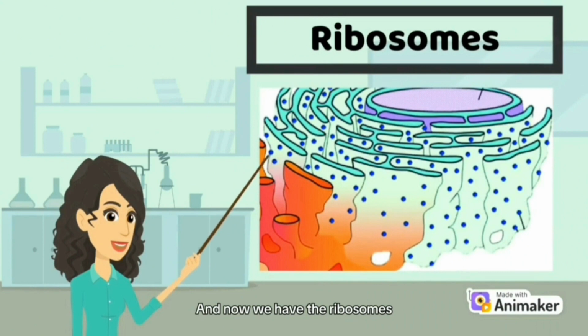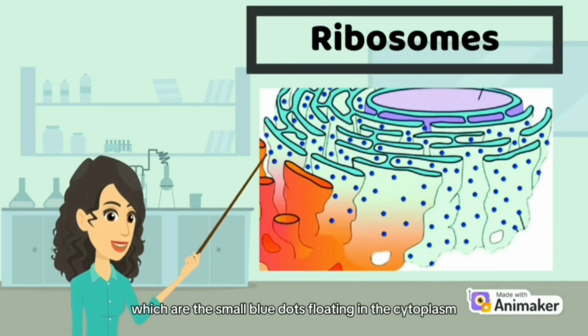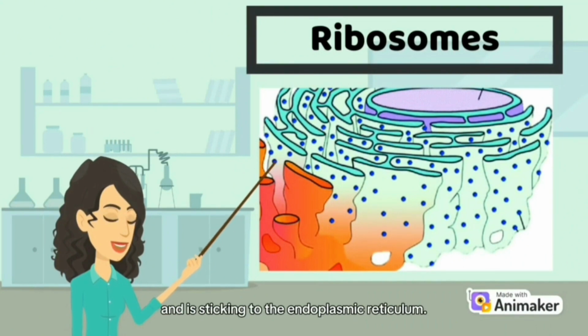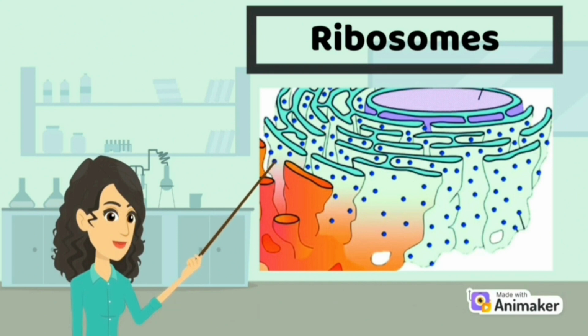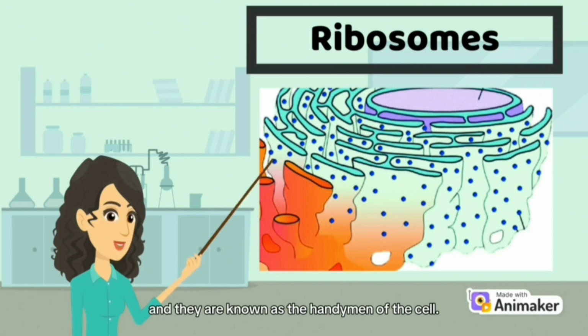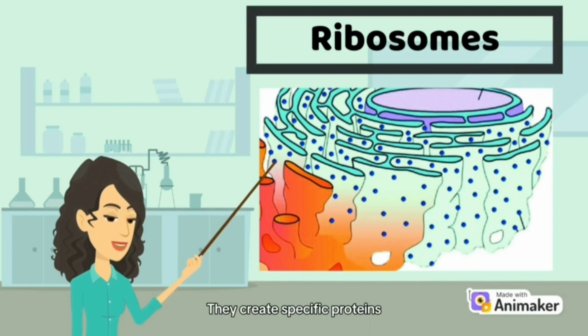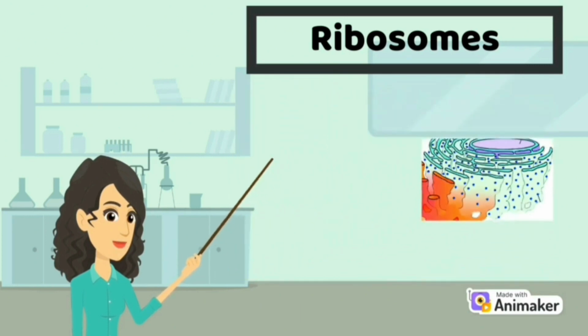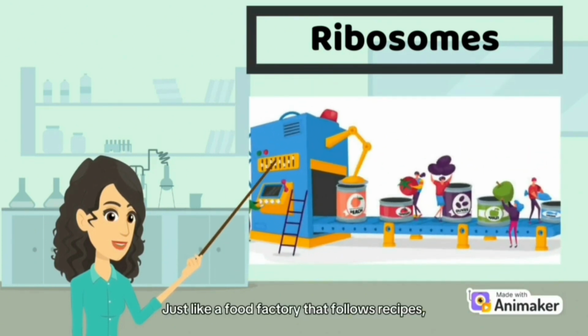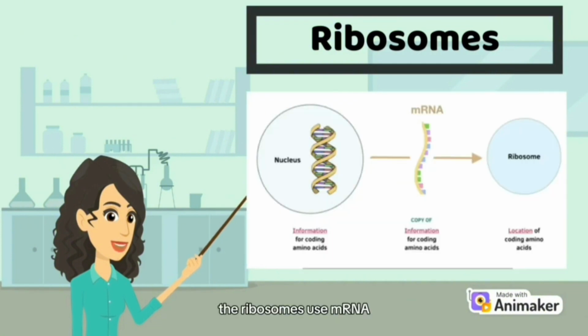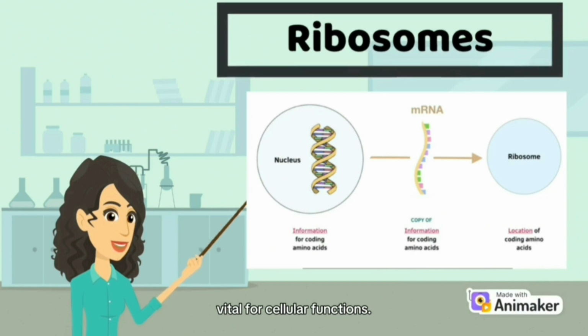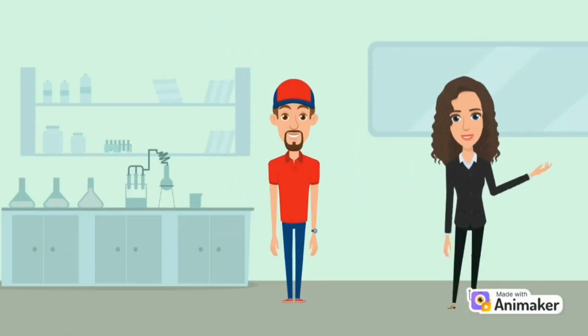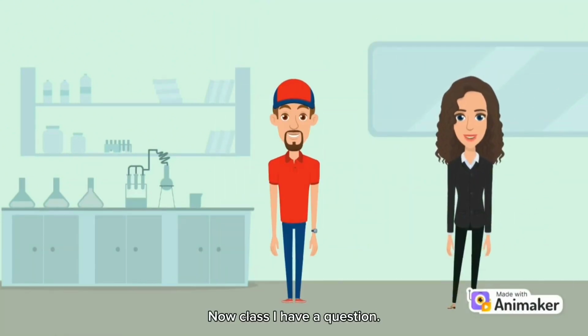And now we have the ribosomes, which are the small blue dots floating in the cytoplasm and sticking to the endoplasmic reticulum. Each cell has ribosomes and they are known as the handyman of the cell. They create specific proteins that are essential for repairing other parts of the cell. So just like the food factory that follows recipes, the ribosomes use mRNA instructions to synthesize proteins vital for cellular functions.